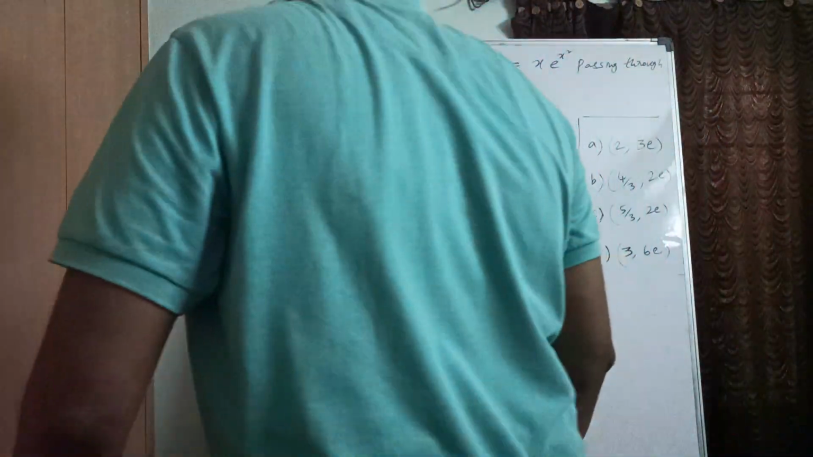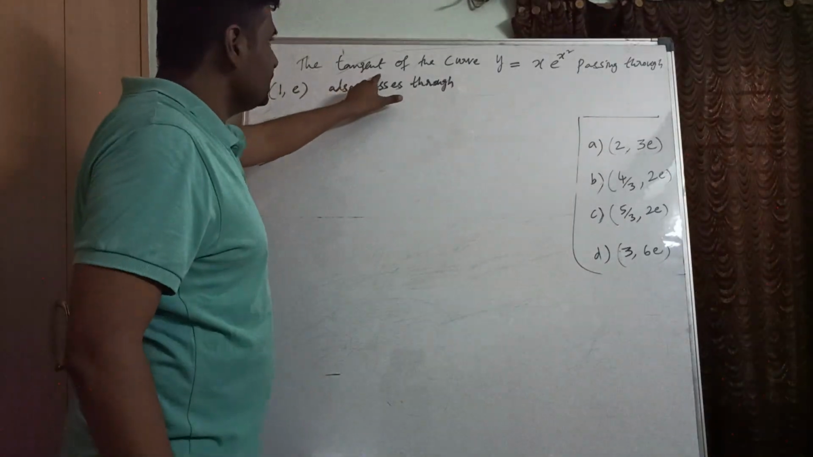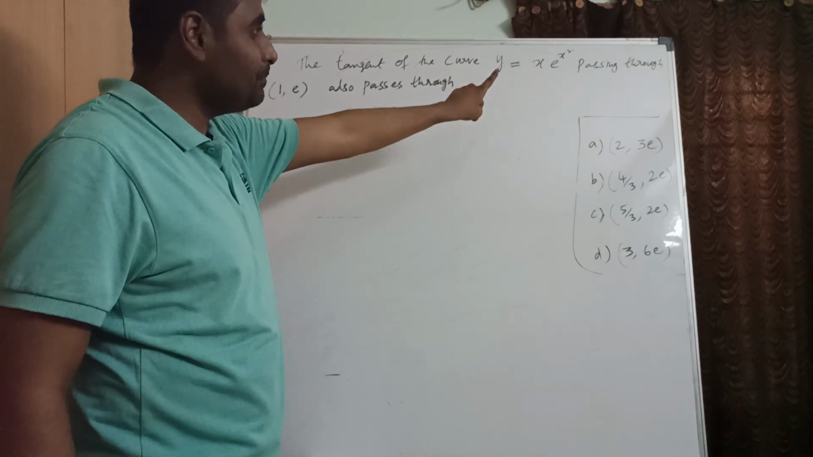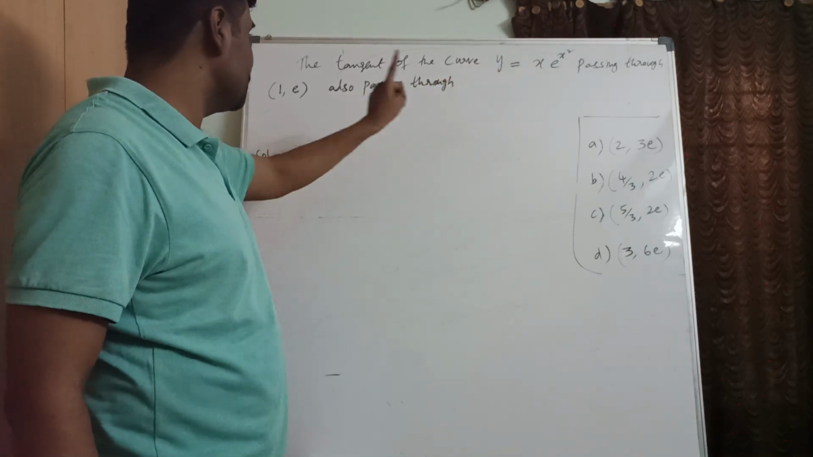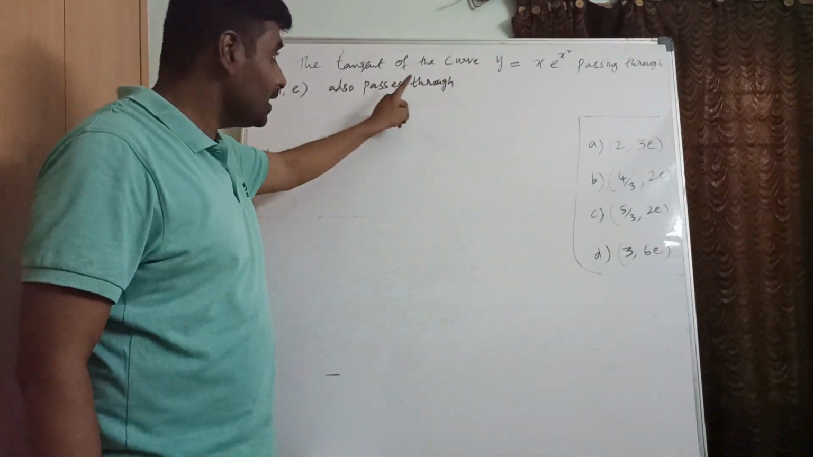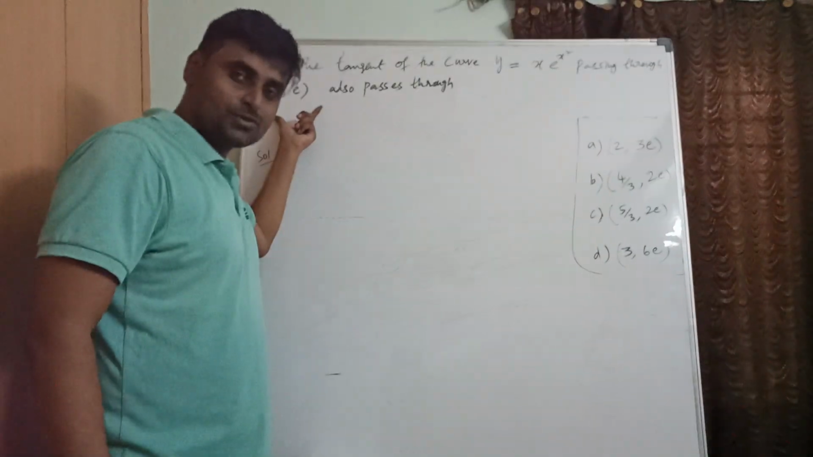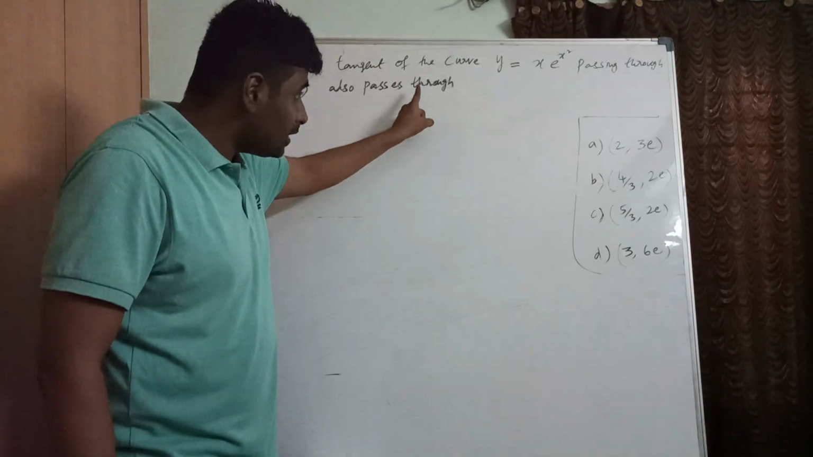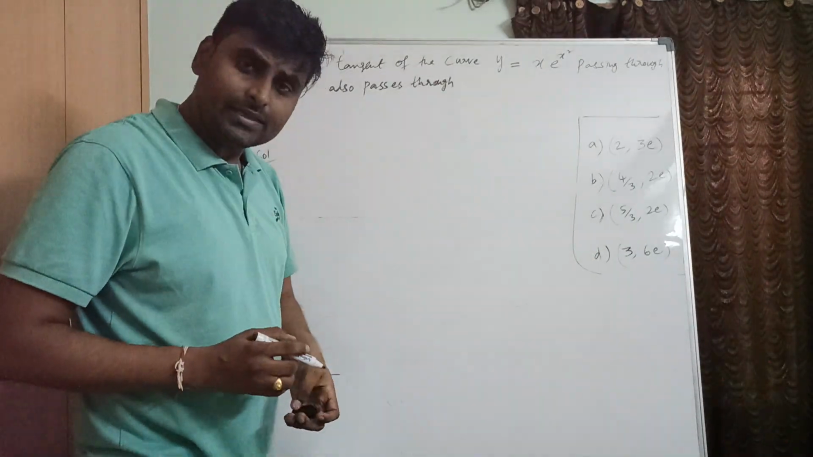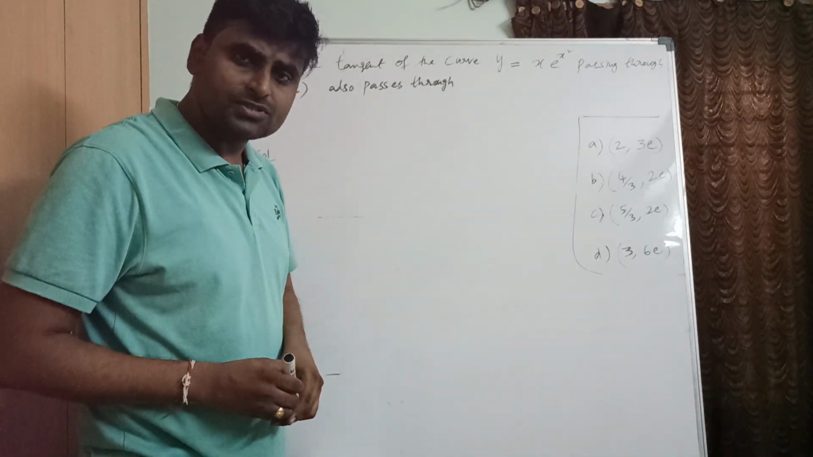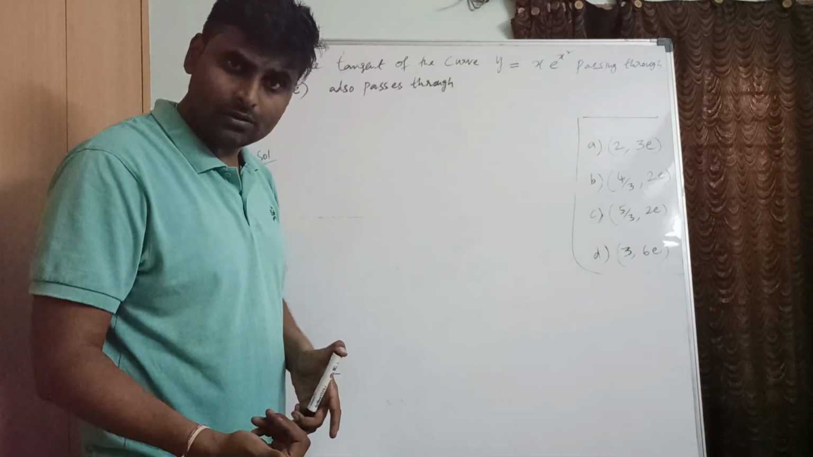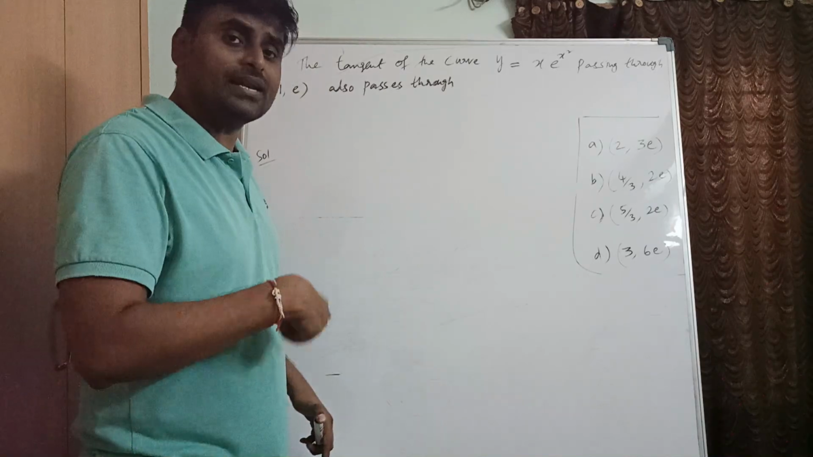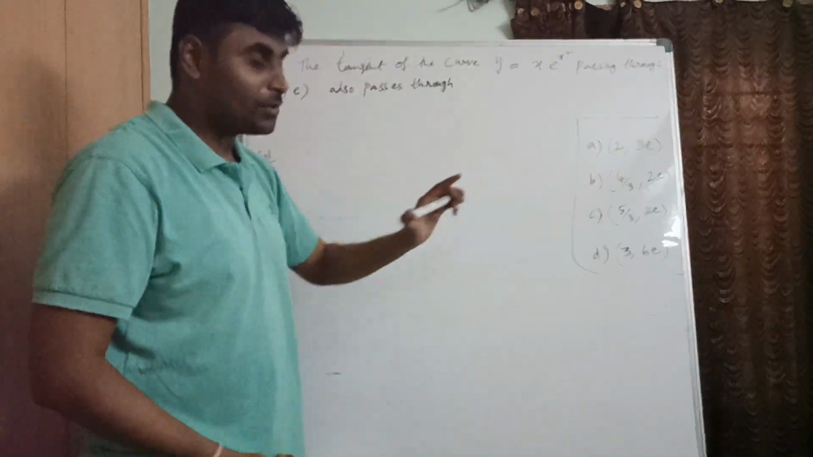Now look at this question. The tangent of the curve y equals x into e power x square passing through 1 comma e. Here the curve is given and the point is also given. Generally, a tangent of any curve passes through more than one point. Correct or not? So along with this point, it also passes through another point, and that point we are going to find out.